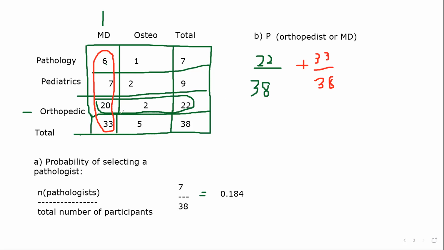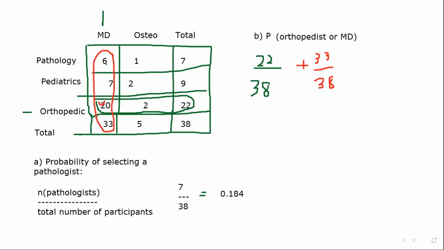Look for the overlap. The 2 doesn't overlap anything. But I circled this 20. See this 20 here? I circled this 20 twice. These are my orthopedic MDs right here, this group. This group I counted twice.